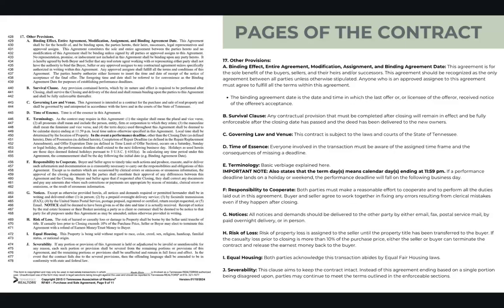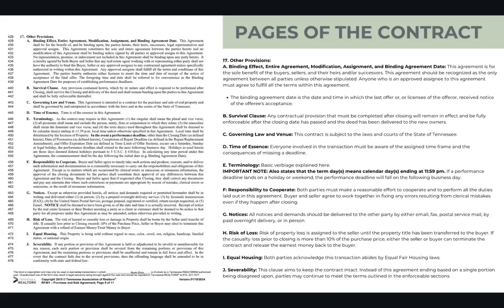All notices and demands should be delivered to the other party by email, fax, postal service mail, or overnight delivery, and of course, can be delivered by just in-person methods. Risk of property loss is assigned to the seller until the property title has been transferred to the buyer. If the casualty loss prior to closing is more than 10% of the purchase price, either the seller or buyer can terminate the contract and release the earnest money back to the buyer.